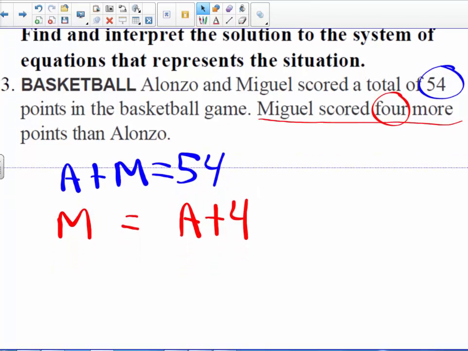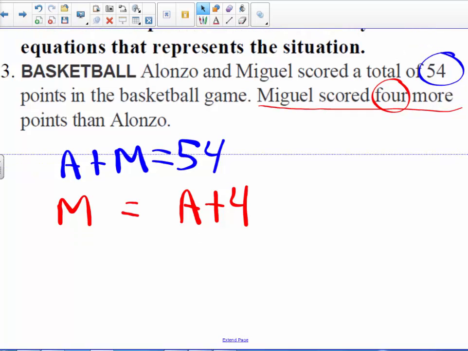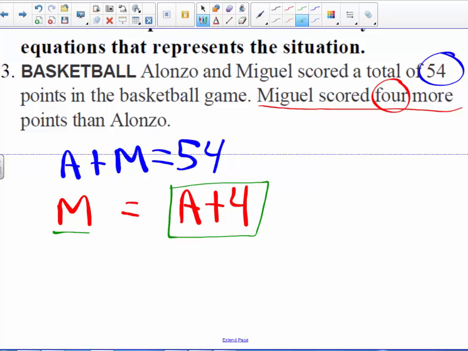The other way to do this, the old-fashioned way, is the guess and check method. What two numbers add up to be 54, in which case Miguel's would be 4 more than that. But because we're solving this algebraically, I'm going to show you that. For the m, I'm going to plug in a plus 4. That is the value that m is equal to.